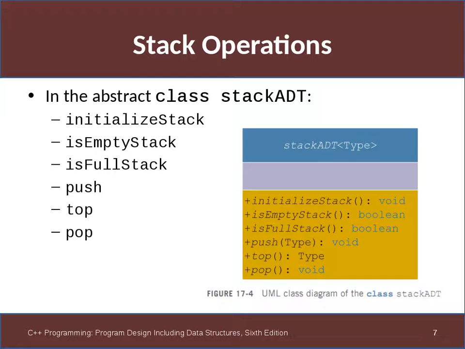So notice how this is done. It's a little different. You initialize the stack. You can ask if it's empty, ask if it's full. You push something. You top, which is peek, gets the top item, and then pop doesn't return the top item. It just removes it. So top is peek from Java.